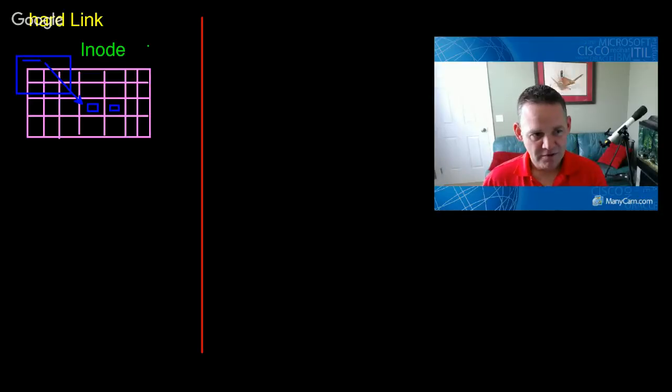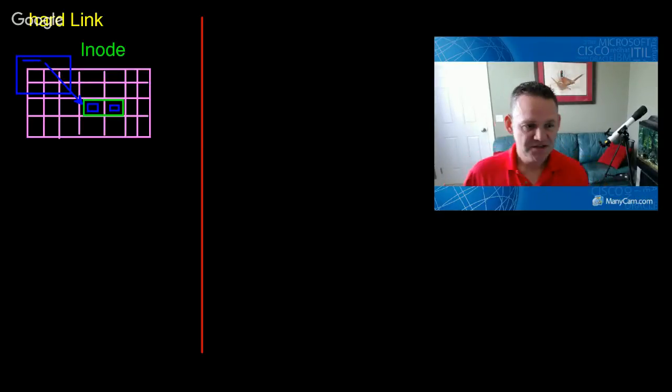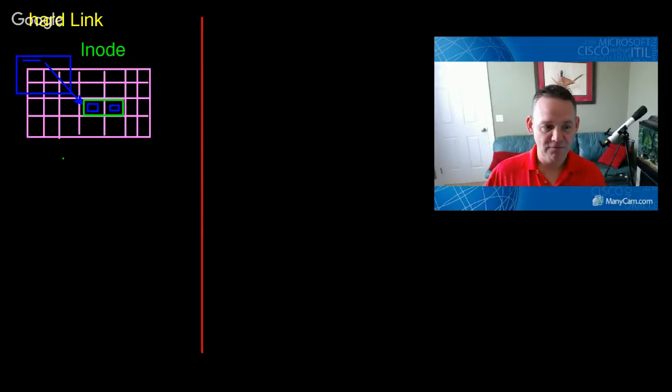Well, a hard link is really an additional pointer to the same inode. So a hard link is going to point to the exact same blocks of storage on the file system. When I create a hard link to a file, what I'm doing is creating another pointer to the inode value, or the actual file on the file system.